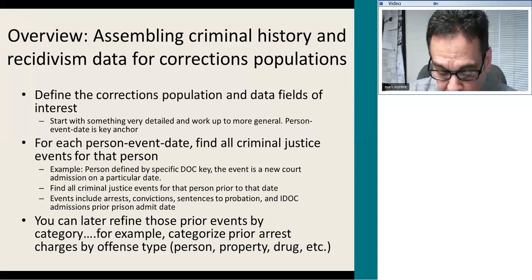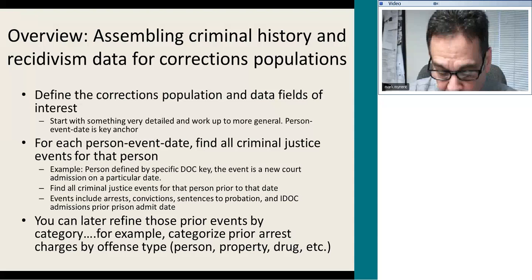So let's talk about this matching process. That's really the theme of what I want to talk about today. And we're talking about this in two senses. We have to initially consolidate duplicate IDOC keys or person records. And then later, we're going to want to match those IDOC numbers to an SID in the criminal history database.